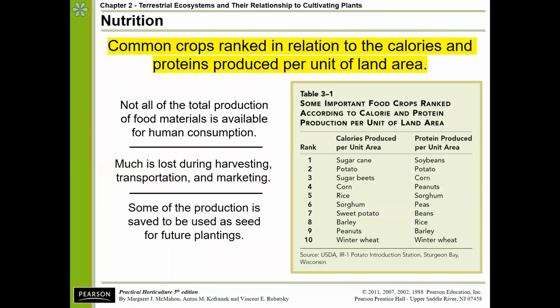And also, again, this table is showing the crops related to calories and proteins produced per unit of land area. Highlight the ones that are temperate and tropical. For instance, sugarcane is a tropical crop. So in terms of calories produced per unit area, it's number one, but you can't grow it in temperate areas. So we're looking at the potato as the highest for temperate caloric production. And in terms of protein, soybeans can be produced in temperate areas, so they're number one.